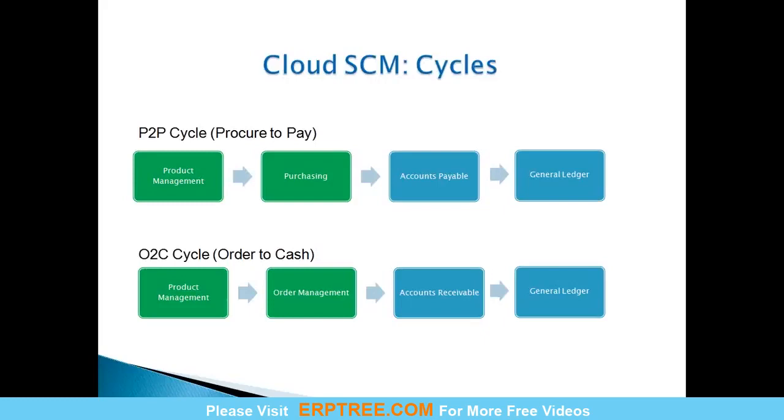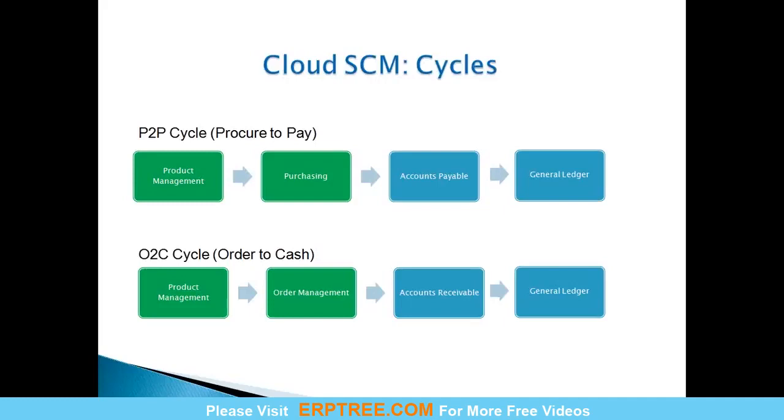So in the P2P cycle, we'll talk about what configuration is required in product management and the relevant transactions we'll be working on, and purchasing, the complete configuration and different business features or scenarios we'll be handling. And when I talk about accounts payables, we'll do the basic configuration and we'll create the invoice based on PO receipt, and then we'll see how to process the payment, and finally how to interface the data from payables to general ledger.